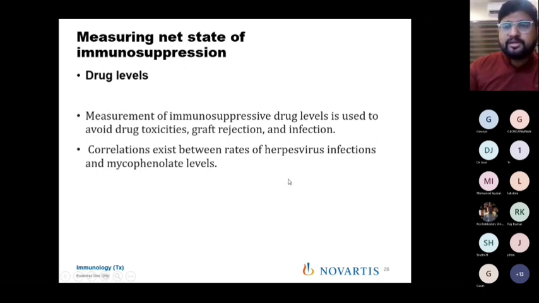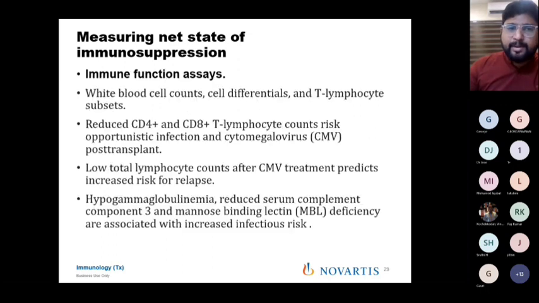So if the area under the curve is balanced, most of the viral infection resurgence is less when it compares to MMF. This is just an example, but drug levels is one way of monitoring our immunosuppression to reduce infection. There is something called immune function assays.